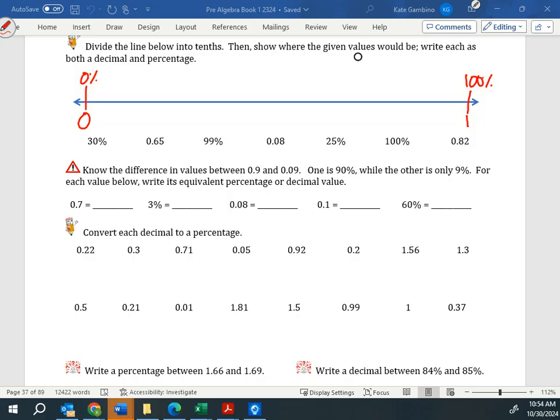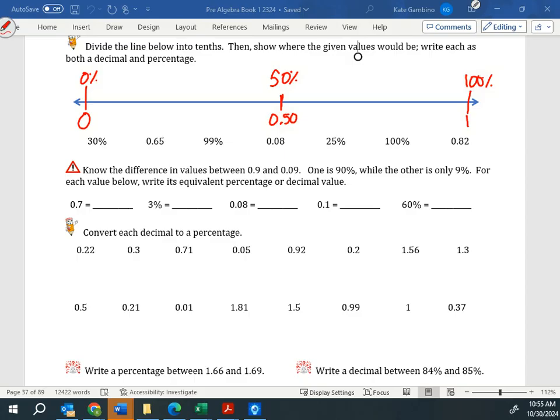100%. So right in the middle, what percentage would it be? 50%. What decimal is going to be right in the middle? Natalie? 0.5. Or 0.50 if we write it out to the 100th place. Okay, so now we have other percentages and decimals. Let's look at where they're going to fall on our number line there.